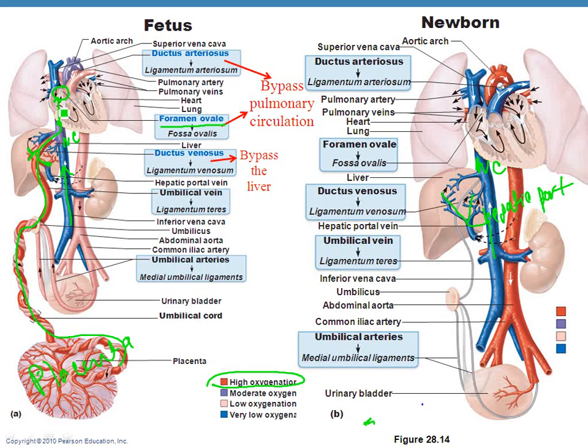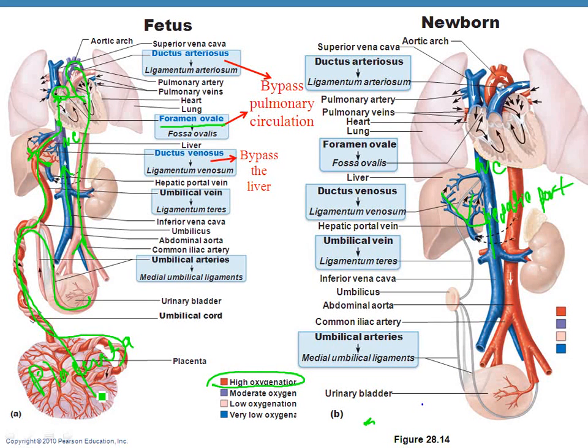So this foramen ovale allows blood to go directly into the left ventricle and up and out the aorta. This is moderately oxygenated blood that's going to go out the aortic arch and into the fetal circulation. It's low oxygenated, but it's still oxygenated blood, right? And then eventually the waste is going to come back out through the placenta, be exchanged with mom, and she'll get rid of the waste. So two bypasses for the pulmonary circuit, one bypass for the liver.